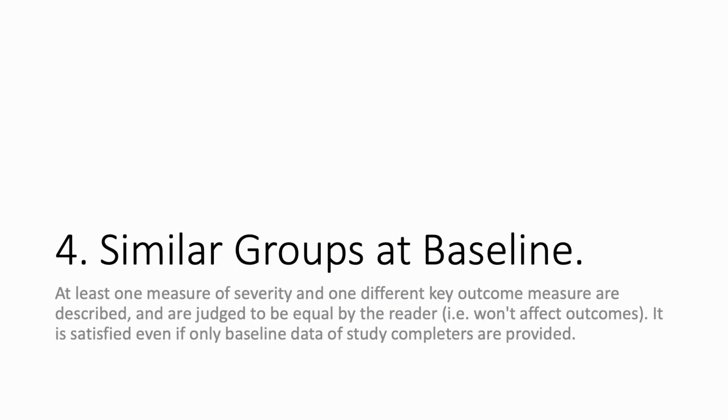Criterion number 4 is, were the groups similar at baseline? So remember, with randomization, we can assume that the groups are equal at baseline, and any differences we observe are due to chance. Because there was not randomization in this study, we cannot assume that all traits would be evenly distributed, so we probably need to take a closer look. And so we're looking at one measure of severity and one different key outcome measure. Are they judged to be equal by the reader, meaning they won't affect the outcomes?